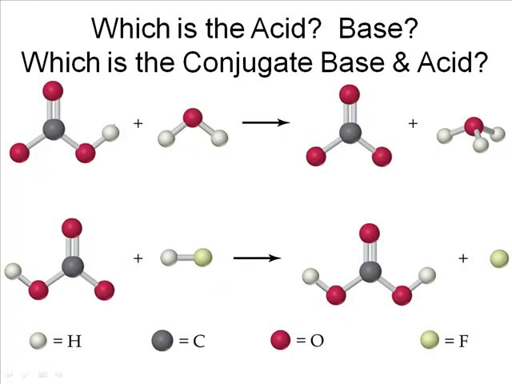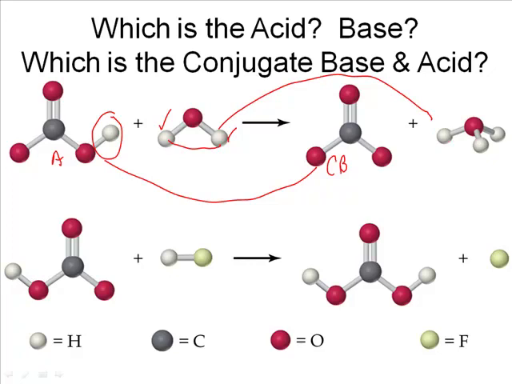Look at these pictures now. Here's a little H, and these guys are also H's. This H is no longer there when you look at what it becomes. So this is going to lose or donate, so this is our acid. This is our conjugate base. This has two H's, and it's going to end up with 3. So this is going to end up being our base, because it's accepting one extra, and on the opposite side it's conjugate acid.